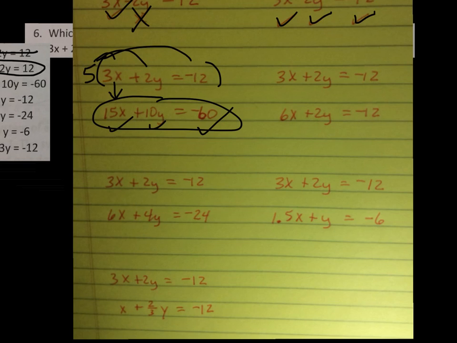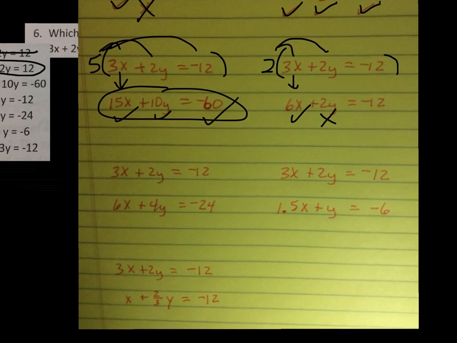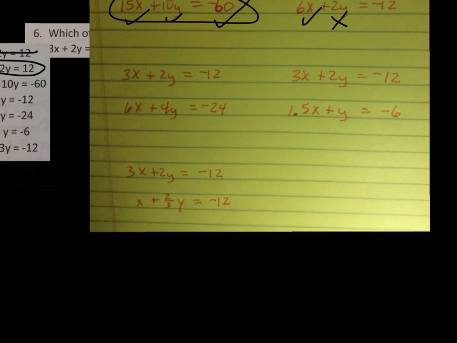In order to get from 3x to 6x, we need to multiply this whole thing by, you guessed it, 2. 2 times 3 is 6x. That checks out. 2 times 2y is supposed to be 4y. Well, that is wrong. So that's not a solution. All right, we're going to move on to the next couple, the last 3.